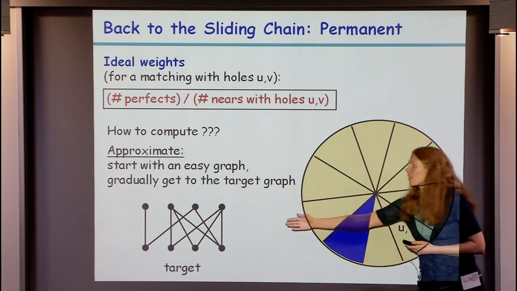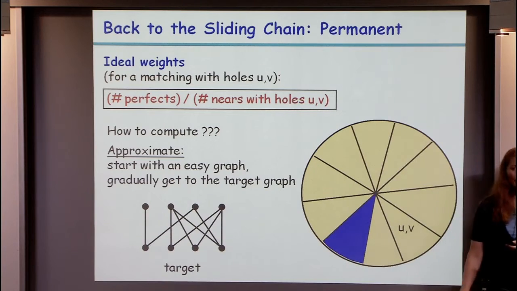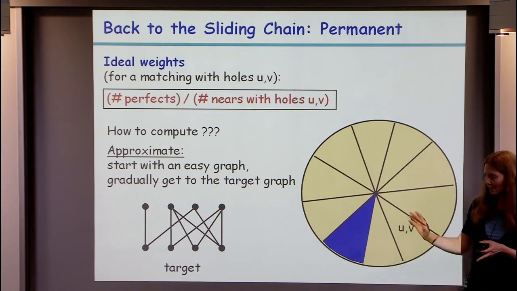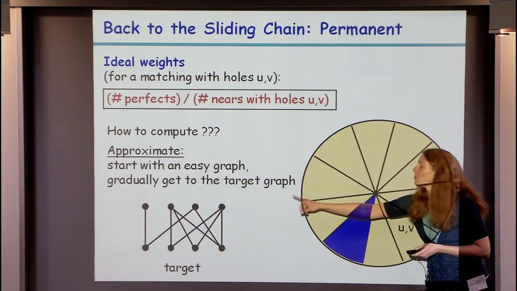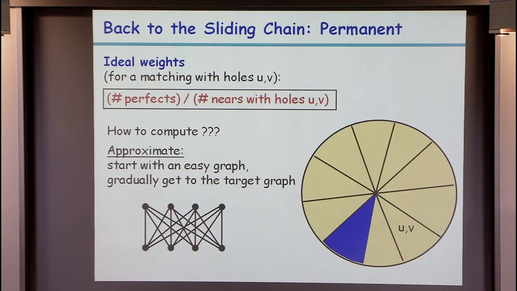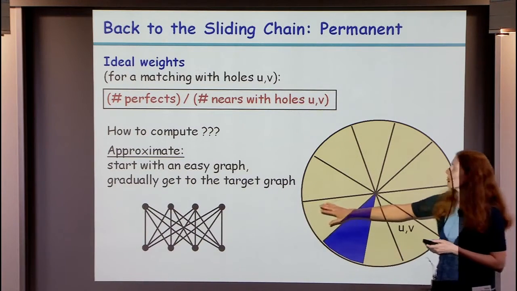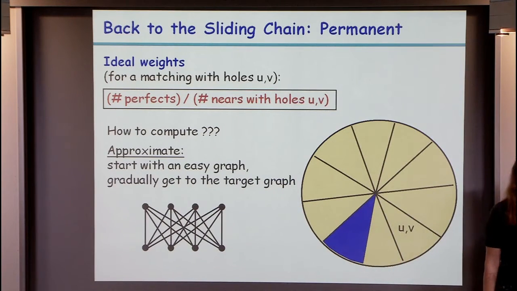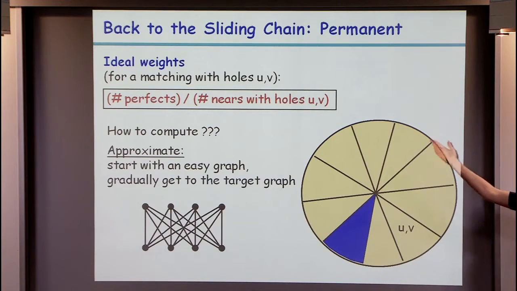So if my target graph looks like this, it's a bipartite graph, but actually it doesn't really have to be for this picture. I have a target graph, and I do not know how to compute these weights. Well, let's simplify, as Florian told us yesterday. If we start with an easy graph, we know how to compute the ratio. We know how to compute the number of perfect matchings over the number of near matchings with holes at U and V.